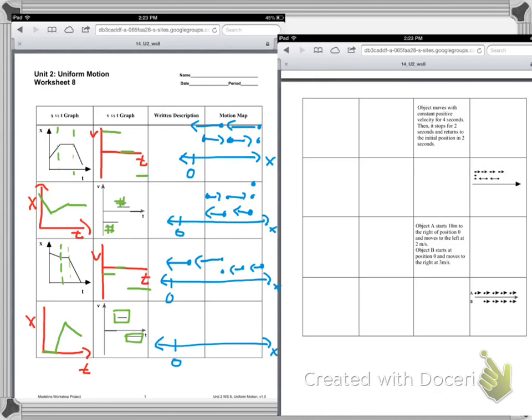Then the fourth one here, we're resting at the origin, and then we have a pretty good positive constant velocity. It's moving pretty quickly, and then it's going to turn around and move back towards the origin at a constant negative velocity.